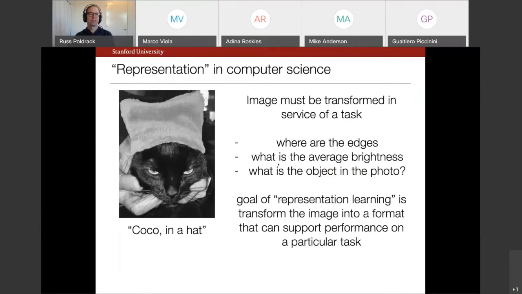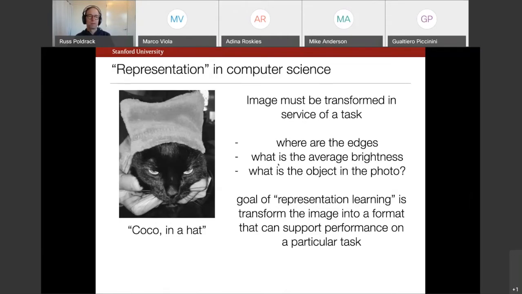Well, let's imagine what happens when you want to perform a task on some data, right? So let's say that this is my cat Coco wearing a hat. Cats don't usually wear hats, but we had her wear a hat one day. And when I see that image, I think, hey, that's Coco in a hat, right? When I do that, I'm transforming that image from a bunch of intensity values hitting my retina to a proposition: Coco in a hat, right?